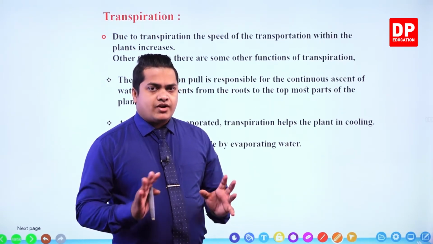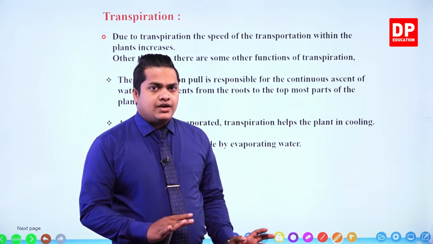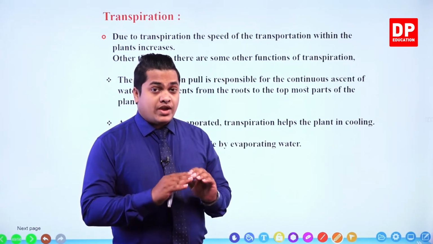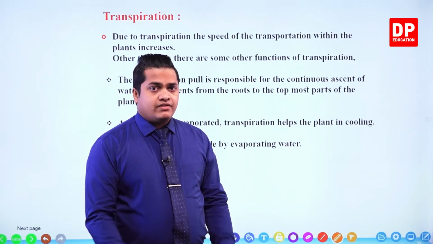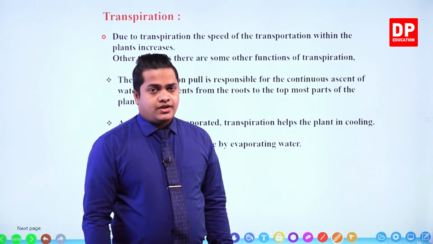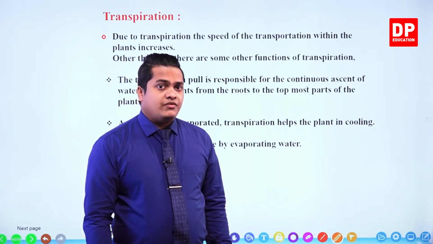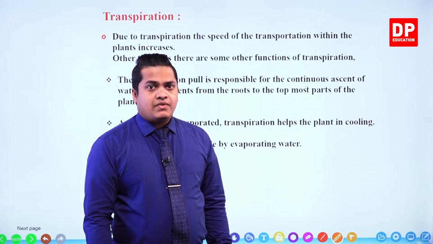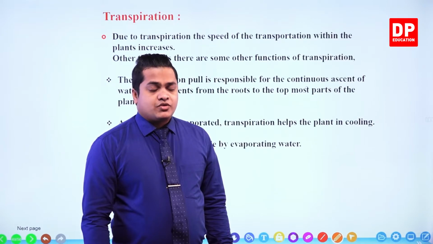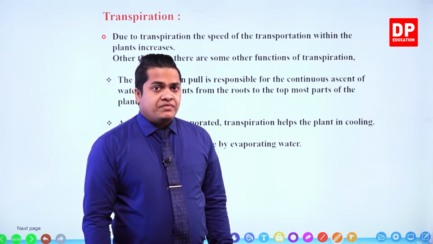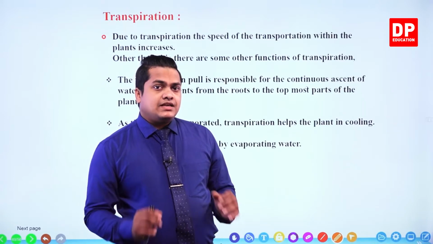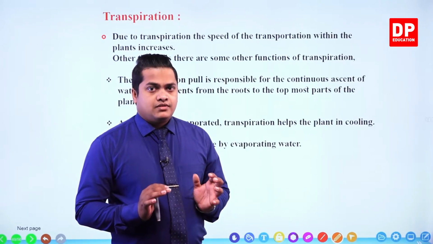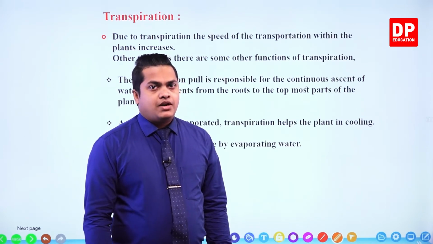Actually, it is not a main use with regard to a plant. However, it's a very important process for the survival of the biosphere, my dear children. It's a main function which is very helpful for the survival of the biosphere. So transpiration helps to maintain or balance the water cycle. These are the important facts regarding transpiration in a plant.